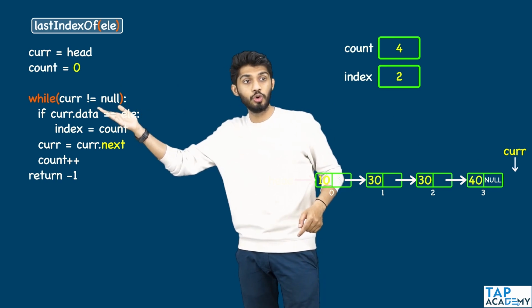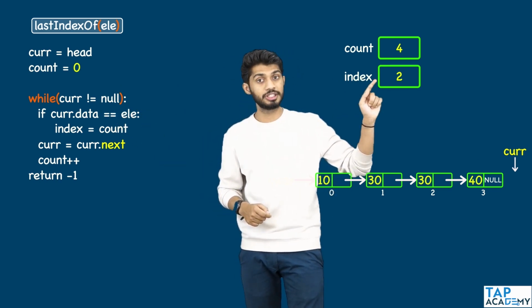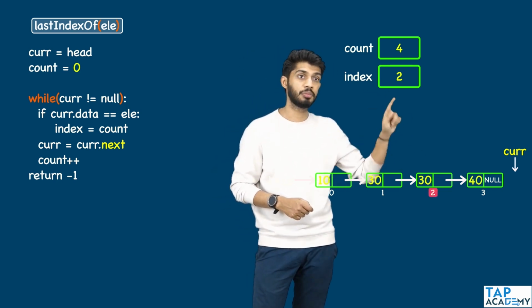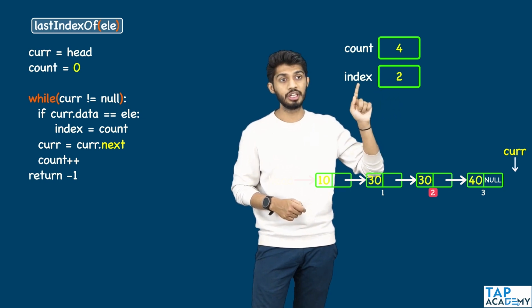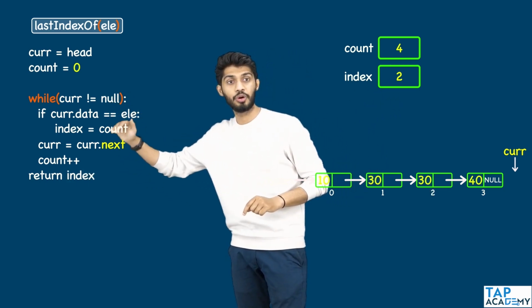Once you come out of the loop, you can clearly see the element that you are checking for is present at index 2. So that's nothing but 30. So the last index of 30 is nothing but 2. So all that you have to do is return this variable called index. So I'll return the variable called index after I come out of the loop.